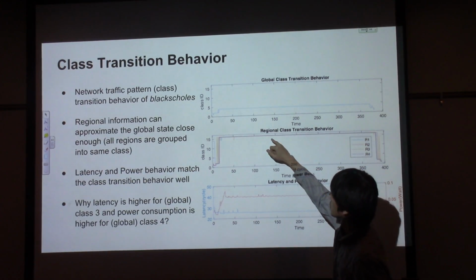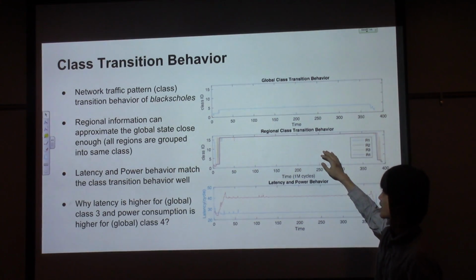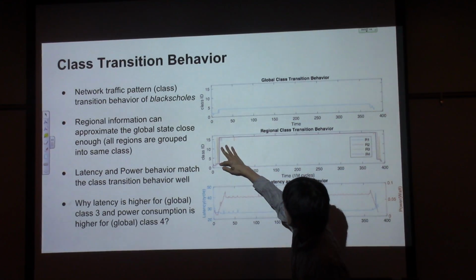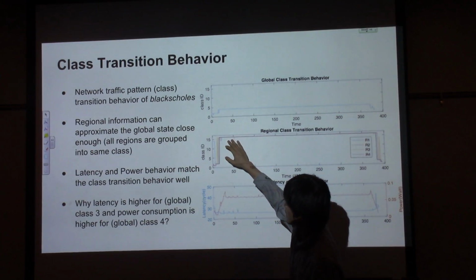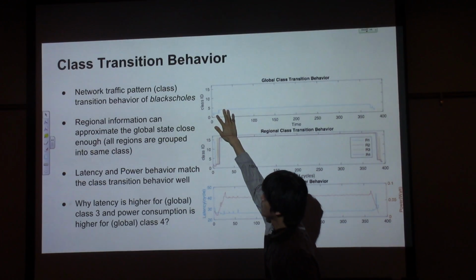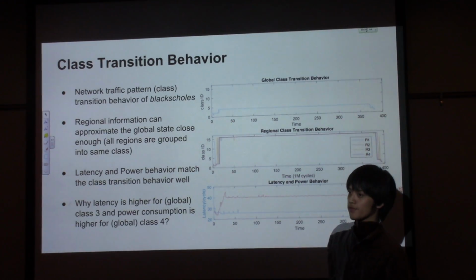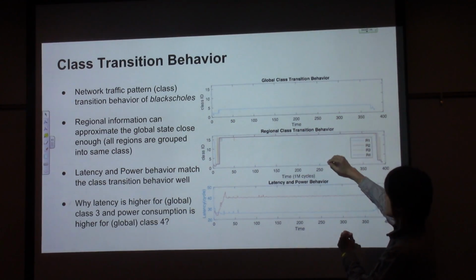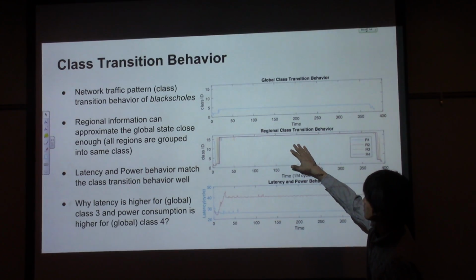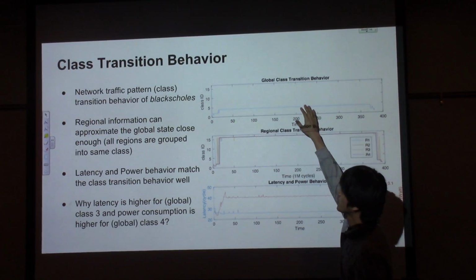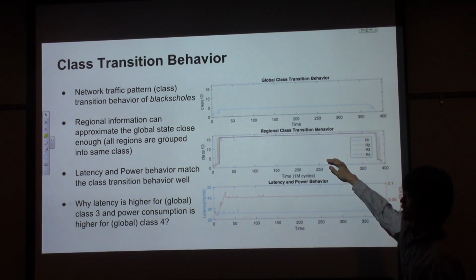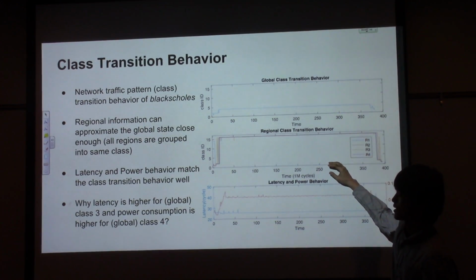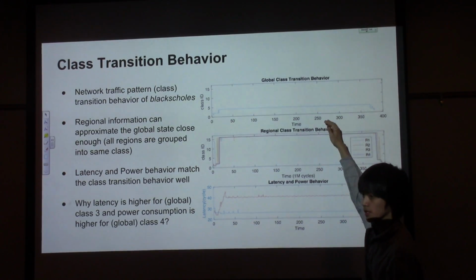Compared to the regional class transaction behavior, we can see when the region switches from class 3 to class 16, we also have a class 3 switch to class 4. So the behavior of the regional class transaction is very similar to the global class transaction, which proves our regional feature pattern can give an approximate result compared to the global.